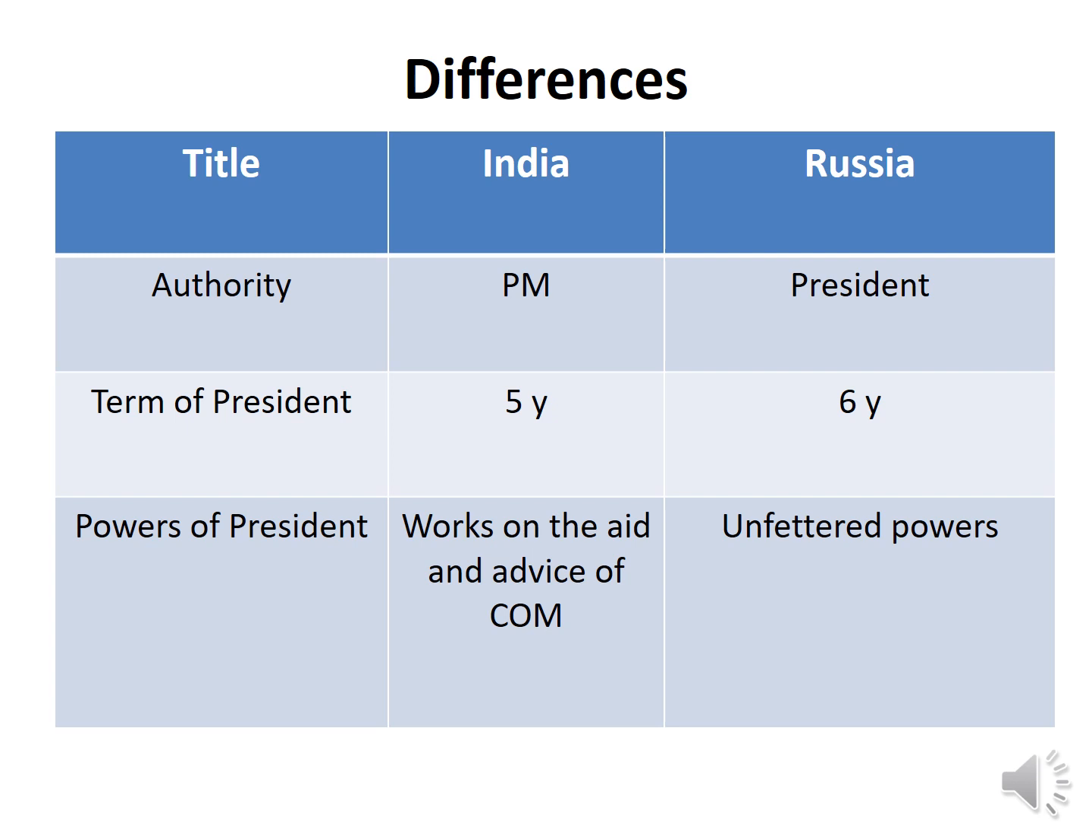Now what are the differences? The differences are in authority. Here the PM is the real executive authority, while in Russia the president is the real executive authority, just like in France. So similar authority lies in France as well as in Russia. Term of president: here it is 5 years, in France 5 years, but in Russia it is 6 years.